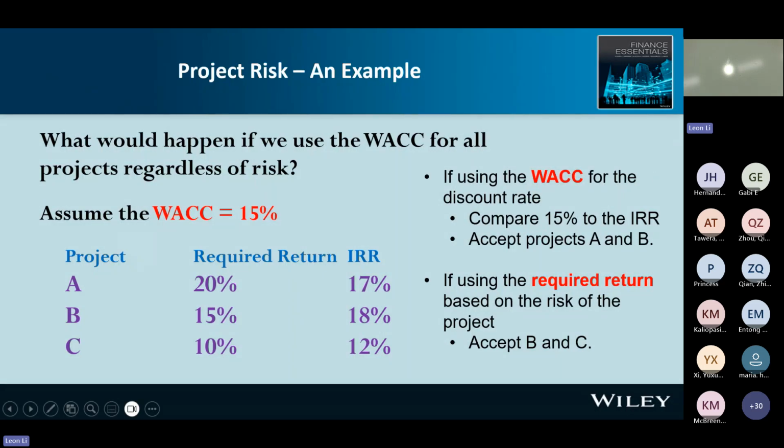Using the WACC, you can see we incorrectly accept project A. Project A is a high-risk project. And we incorrectly reject project C. Project C is a low-risk project. Because you use the WACC like a constant for all the projects, you don't consider the risk of different projects. So you will incorrectly accept the high-risk project and incorrectly reject the low-risk project.